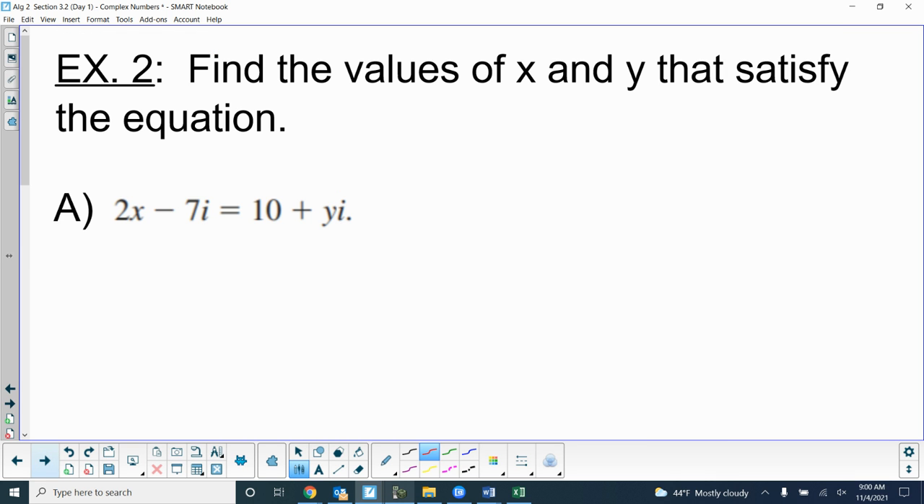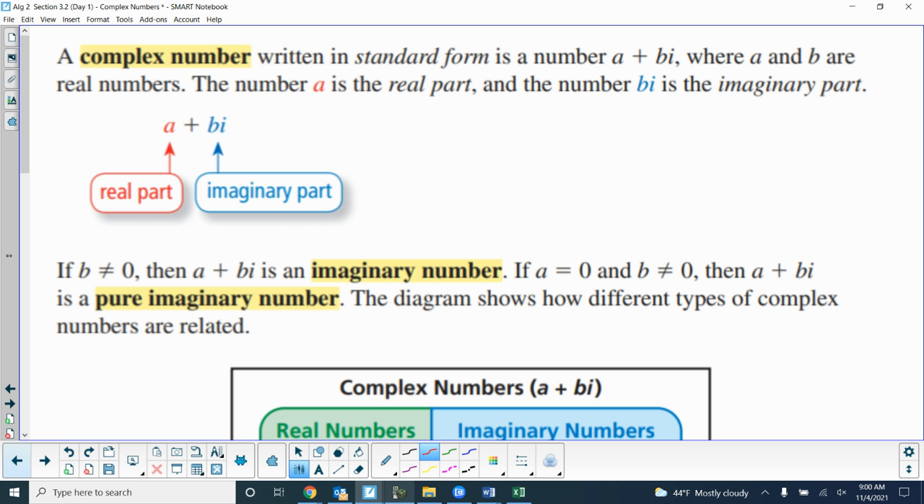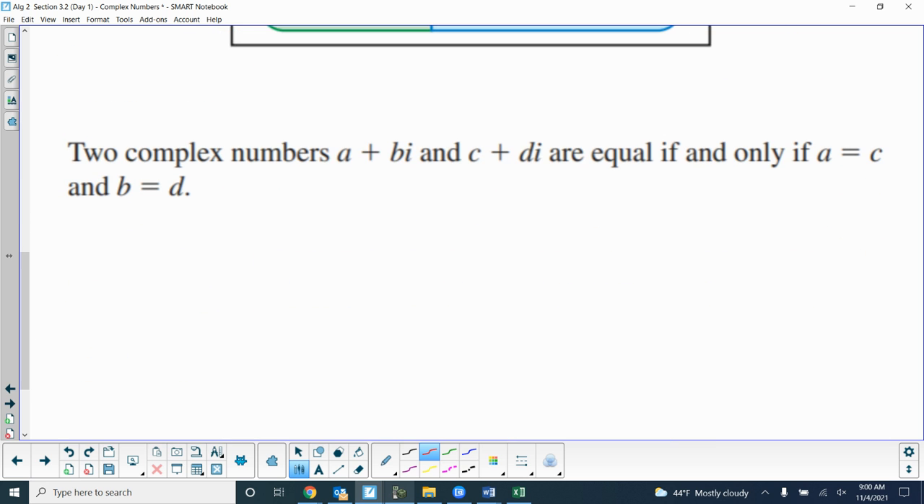So we're going to add and subtract these. Oh, before we do that, it says here at the bottom: two complex numbers, a plus bi and c plus di, are equal if and only if a equals c, and b equals d. So the real parts you set equal to each other. The b parts of the imaginary number you set equal to each other.